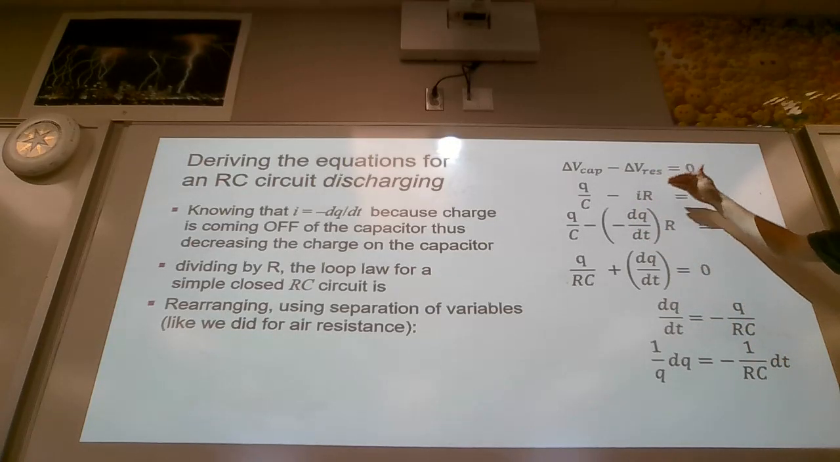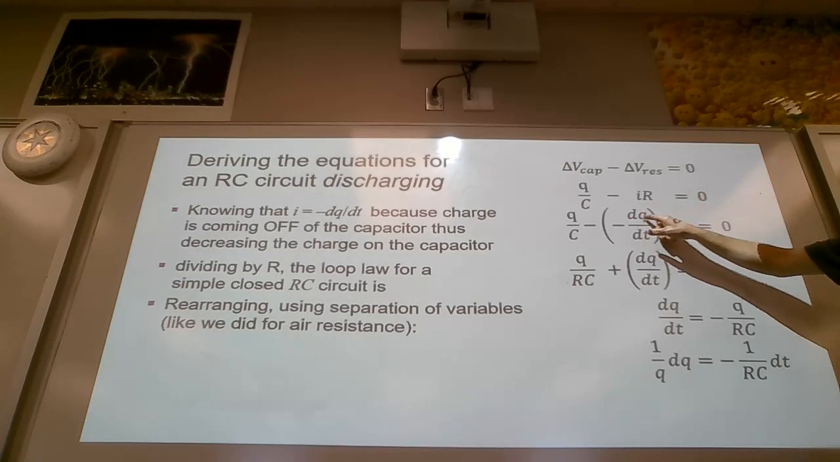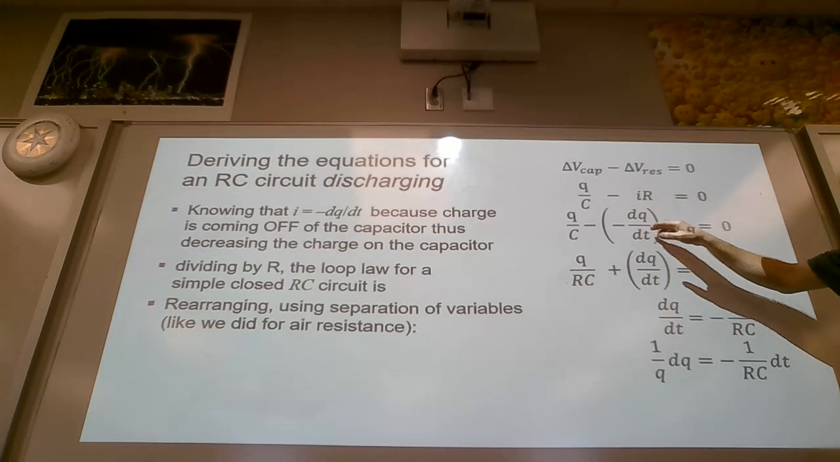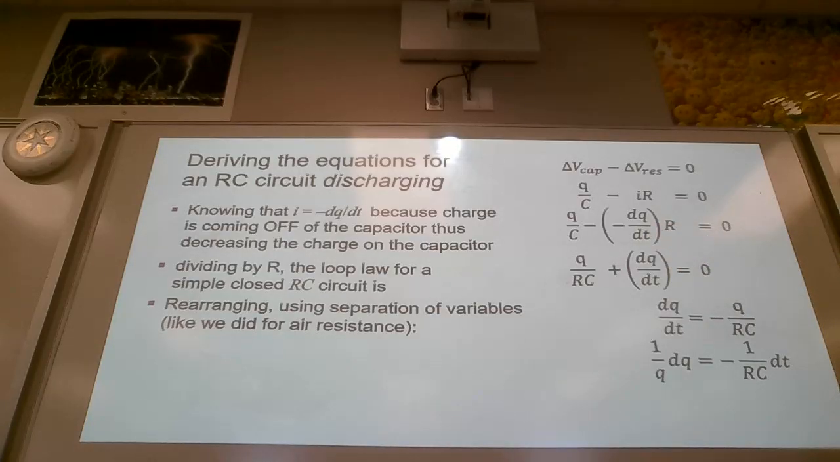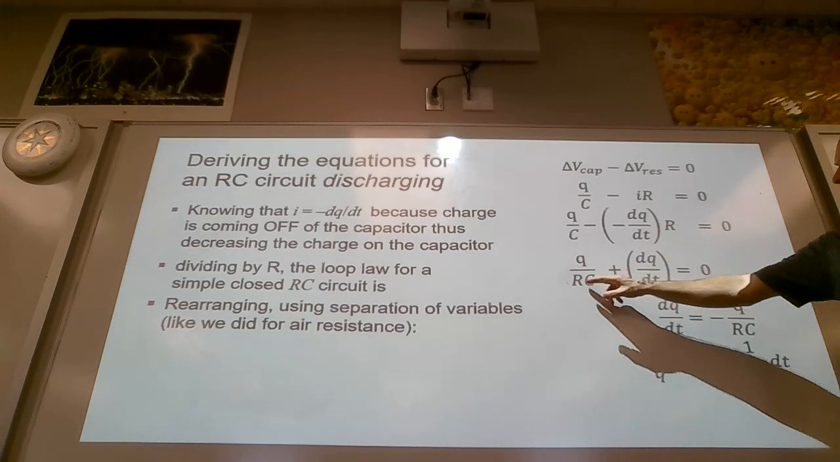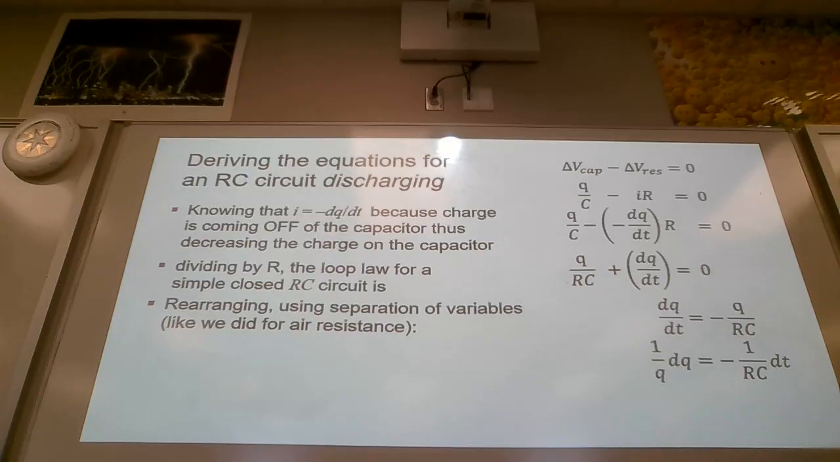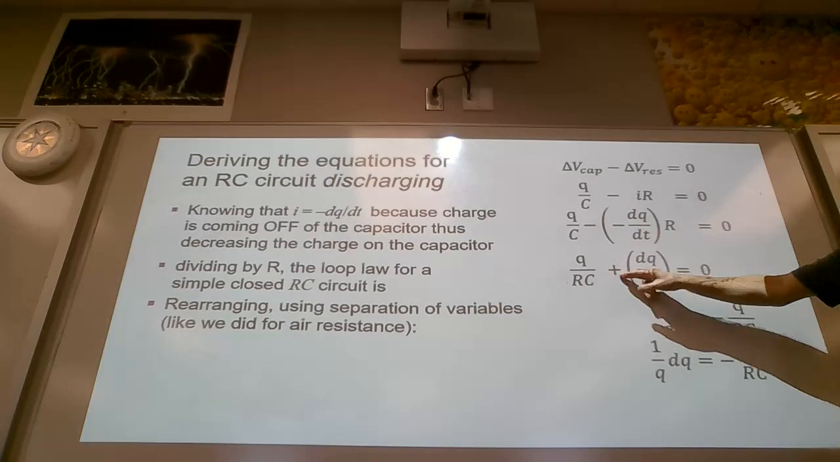Everybody good with this so far? Kind of established this. Okay. We're going to represent the current as the negative derivative, the time rate of change, of the charge coming off of the plate. Okay. And then we are going to put the R over here. These two cancel out, so we get positive.